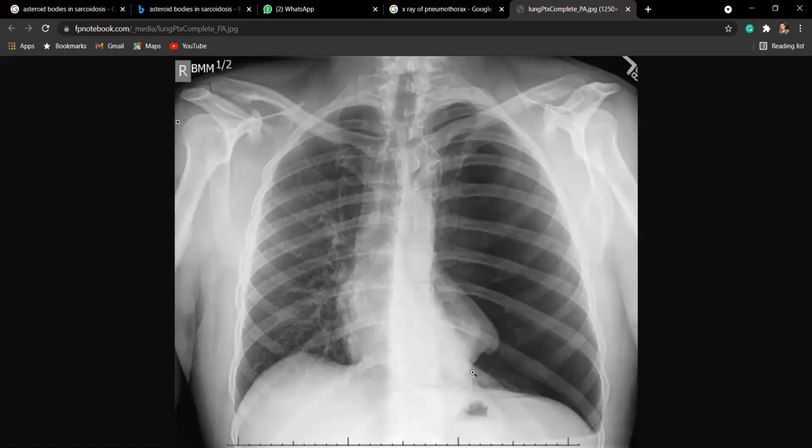So this line is known as the pneumothorax line. This will be seen whenever you have a patient with a pneumothorax. Again, a very important thing you must look for.